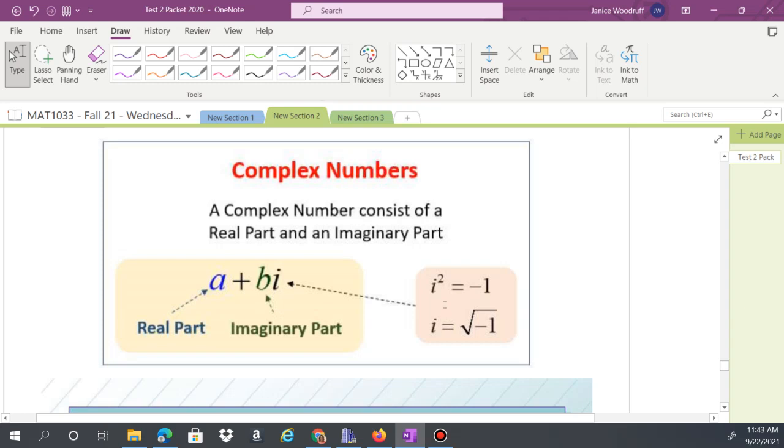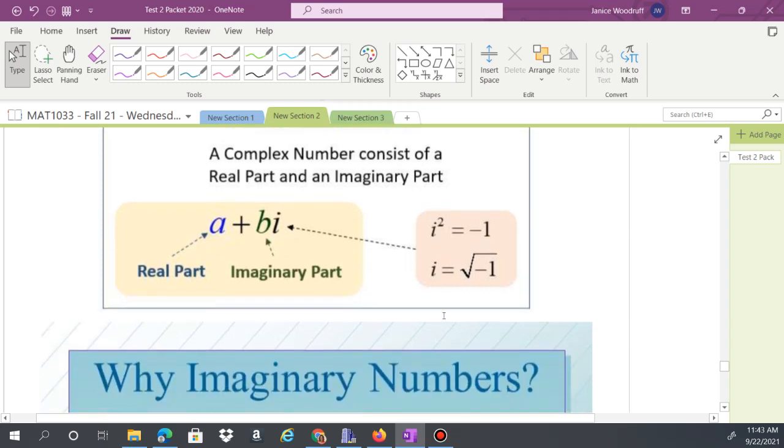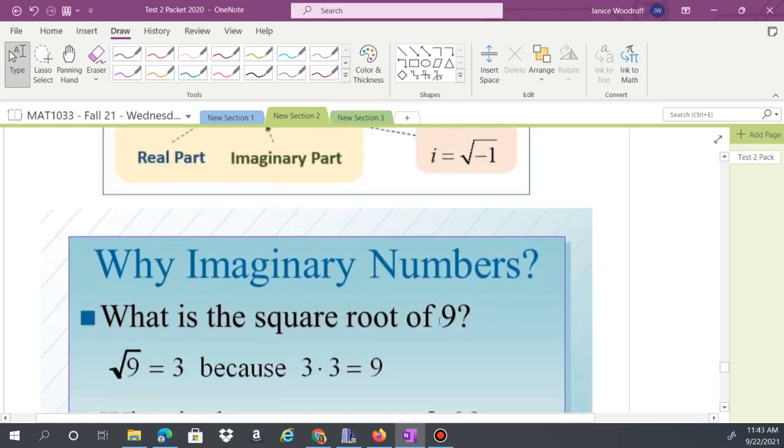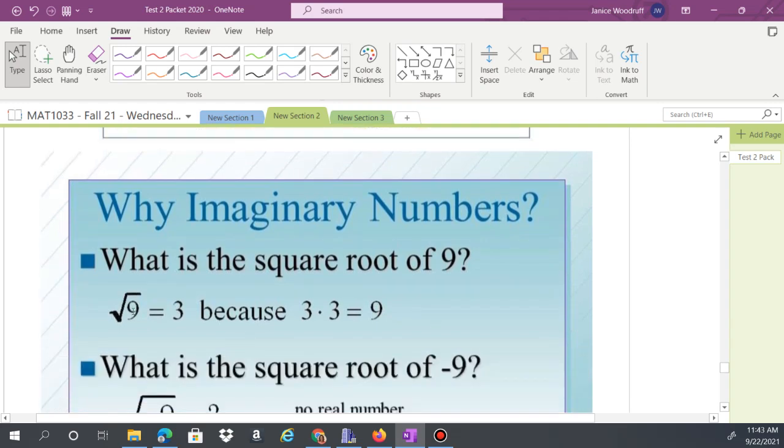Your rules for i, in case you forgot: i squared is -1. i is the square root of -1. Okay, so it is an actual number, that's what it stands for, square root of -1. Because we can't take the square root of a negative number. We can take the square root of 9, it's a positive number, 3 times 3 is 9. Or it could be -3 times -3. Okay, that would also be 9, so that would be okay.